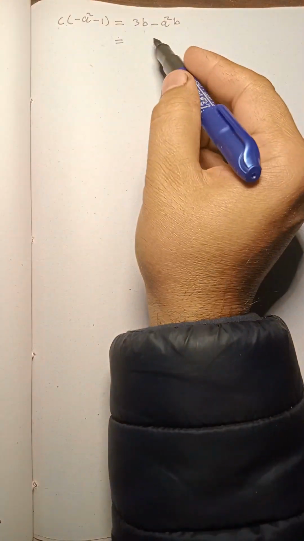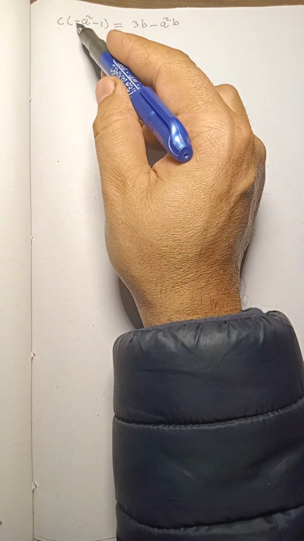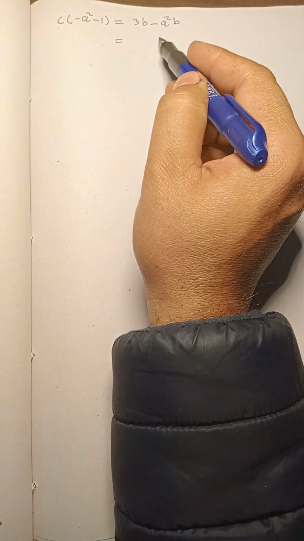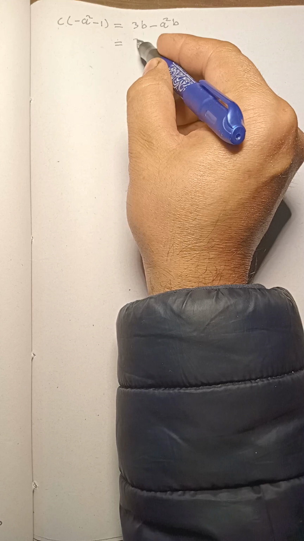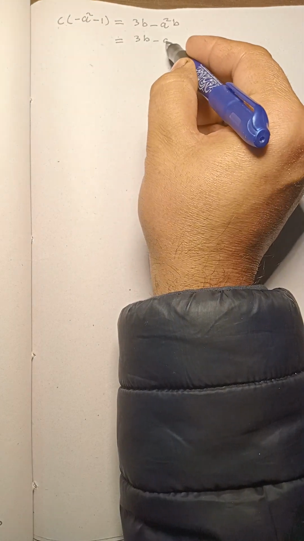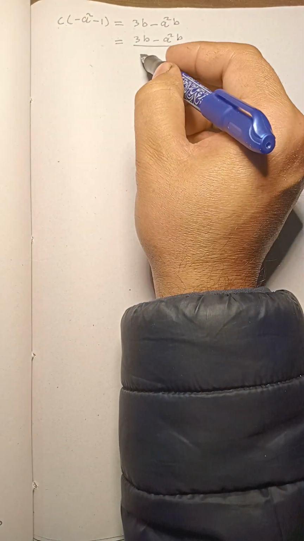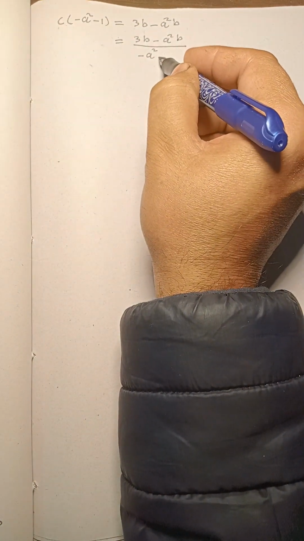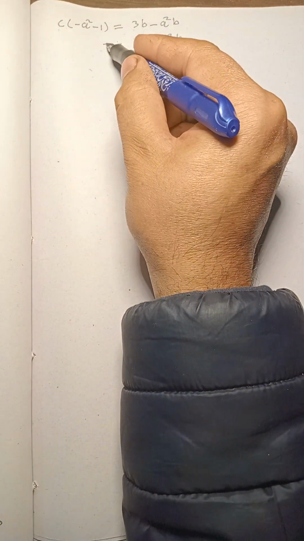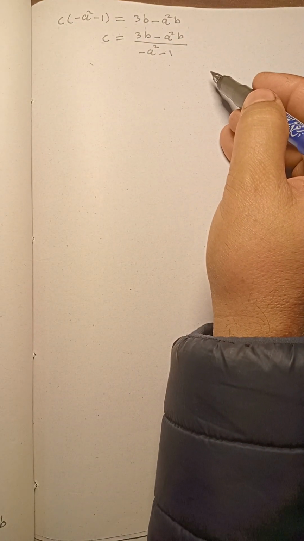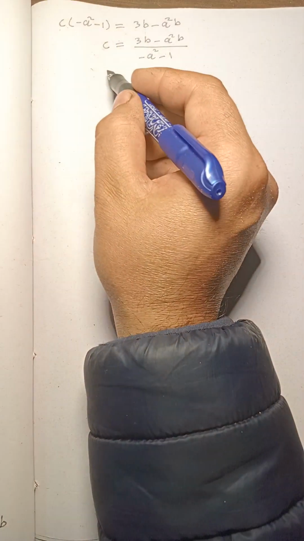See here, I have written the same step here. This whole term is being multiplied by c, so it will be divided on the other side. So divide this term on the other side. Divide this by minus a square minus 1, equal to c. Now c has become our subject, and by putting the values we can find the value of c.